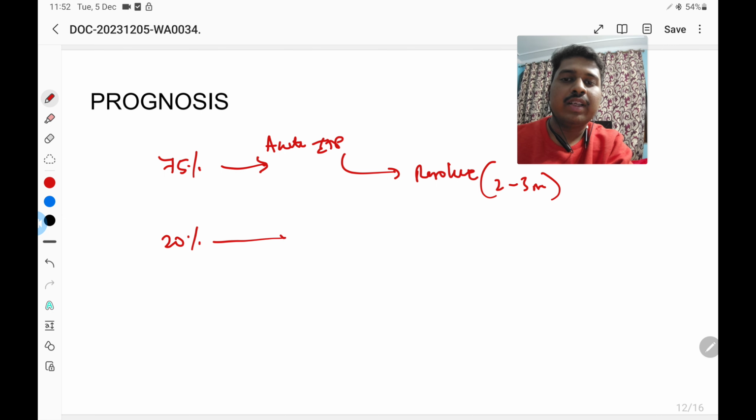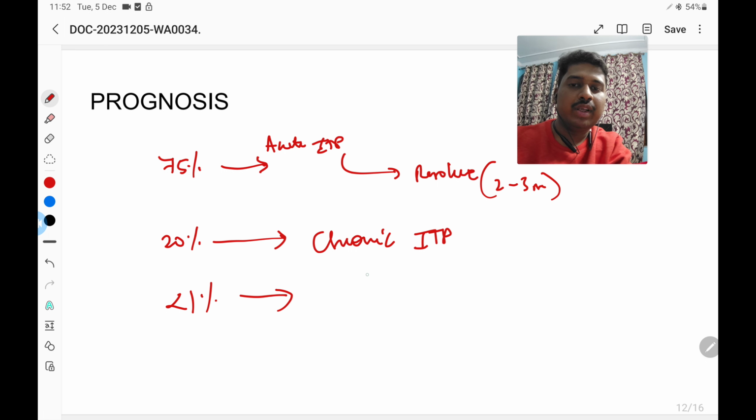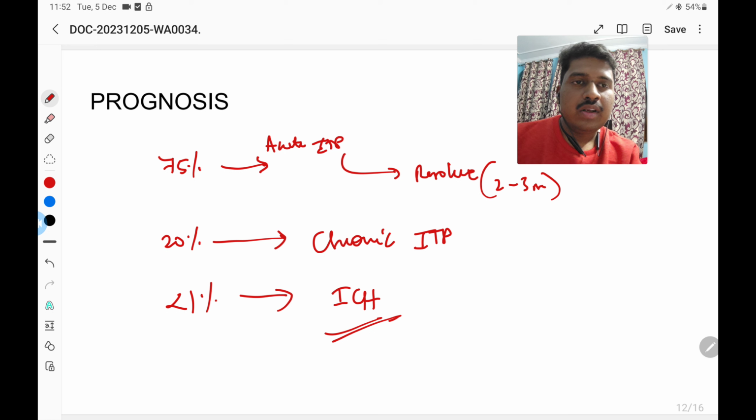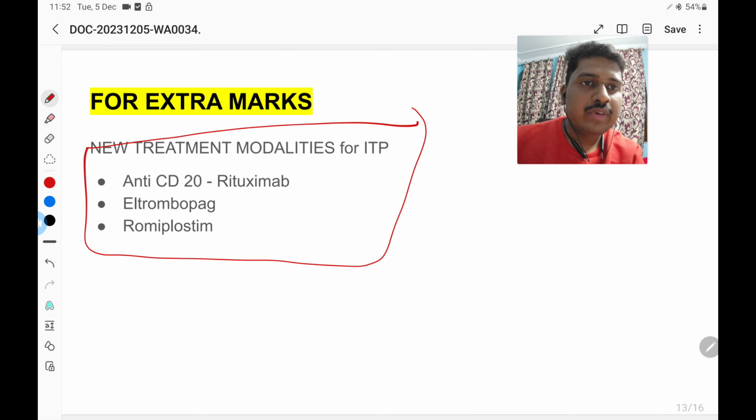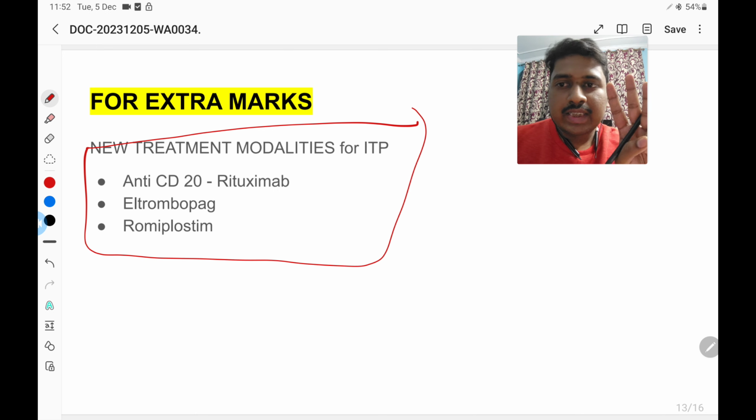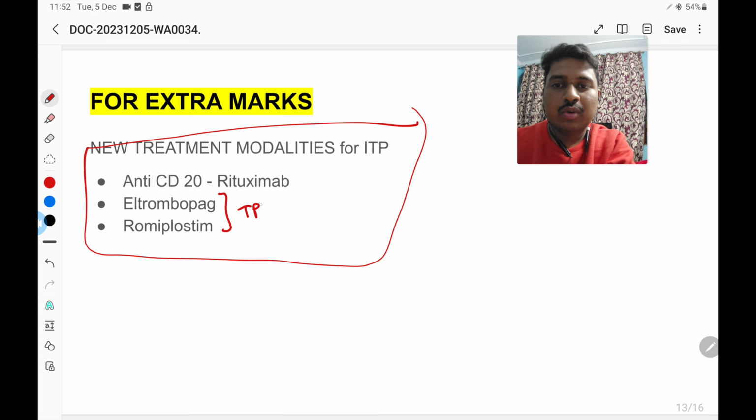However, 20% of the cases of acute ITP will progress to chronic ITP, and in less than 1% of the cases there will be IC bleed or intracranial hemorrhage. Now whatever I said from beginning, every student will be writing this. So what makes your answer different from the others is this. For extra marks, you will be writing new treatment modalities for ITP. 3 agents, rituximab, eltrombopag, romiplostim, and these 2 are thrombopoietin receptor agonists.